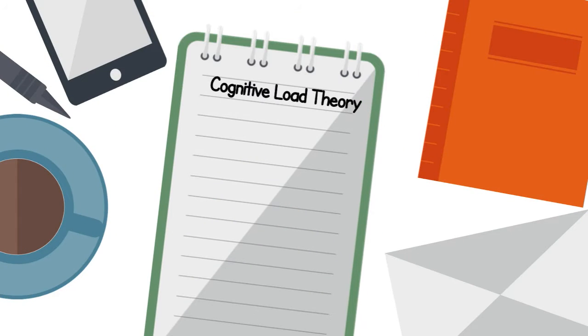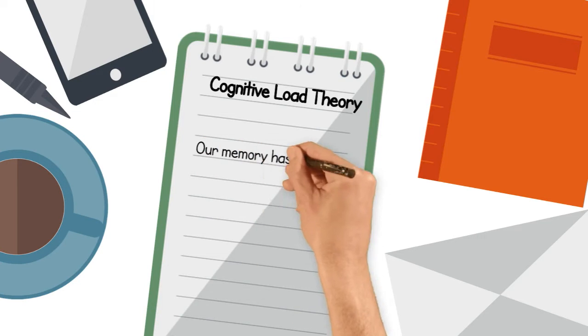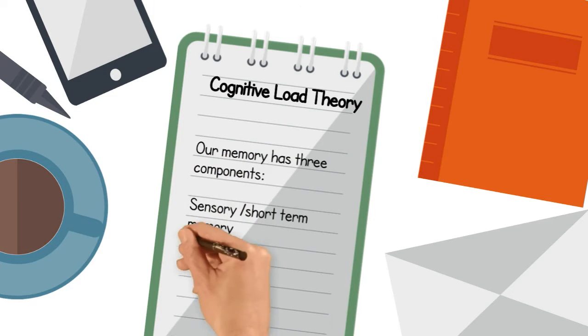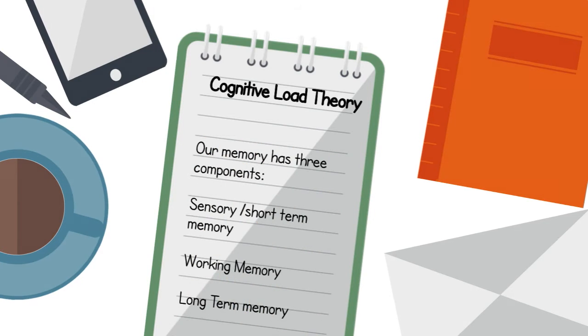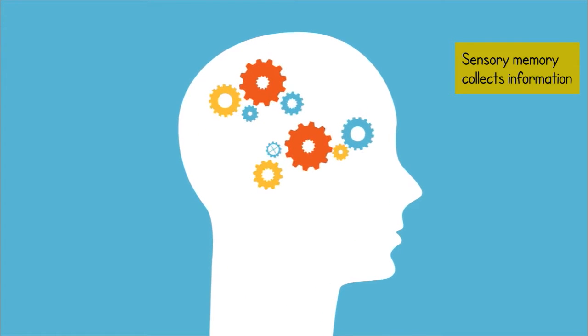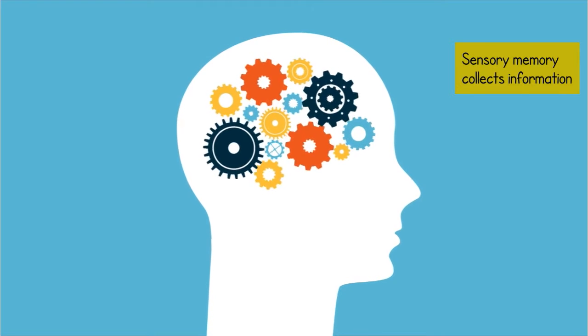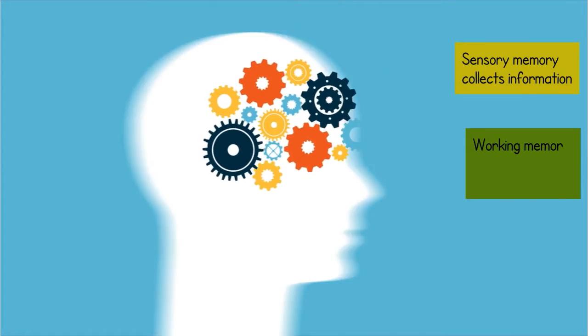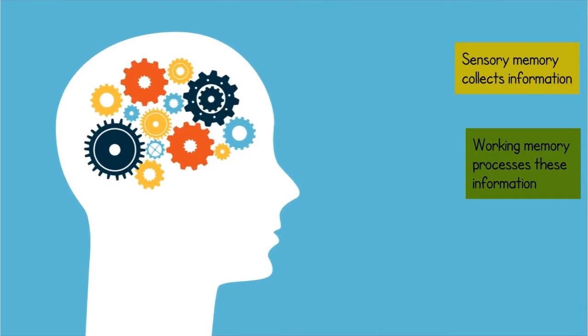According to the cognitive load theory, our memory is divided into 3 components: the sensory or short-term memory, our working memory, and the long-term memory. Our sensory memory collects information from the environment through our senses. All of this information that was collected will be processed by our working memory.